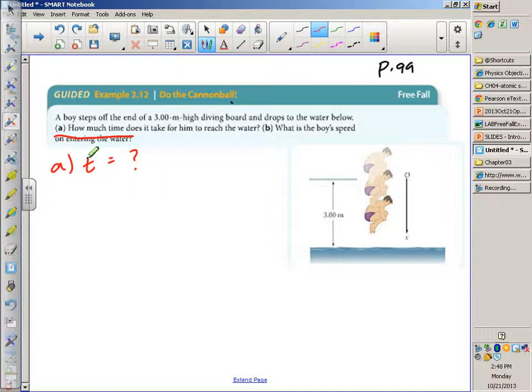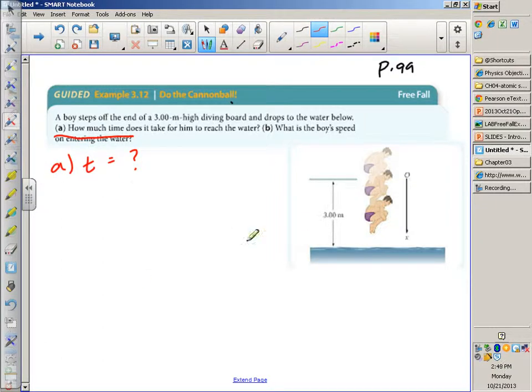Kinematic equations only apply if it's constant. Constant what? Constant acceleration. All right? Constant acceleration. Is this an example of constant acceleration? Yeah, because what's causing the kid to fall down to the water? Gravity.